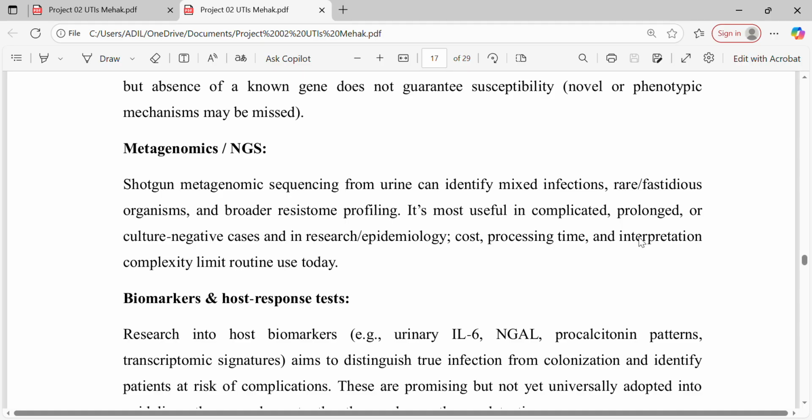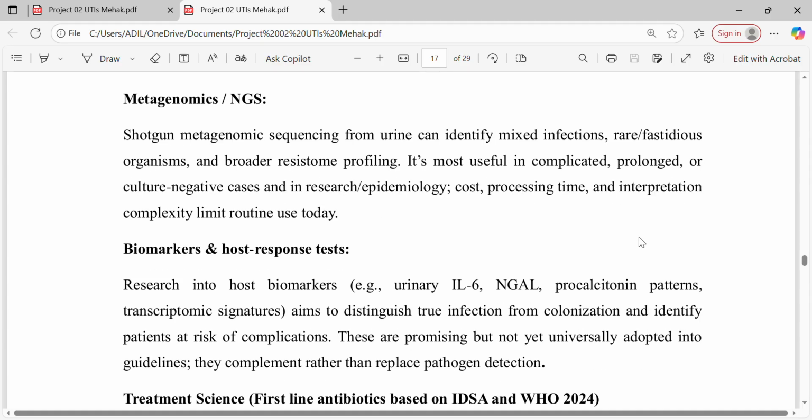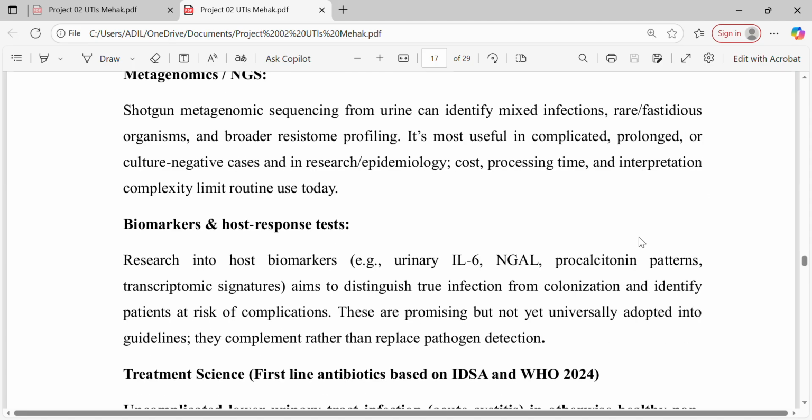Biomarkers and host response tests. Research into host biomarkers aims to distinguish true infection from colonization and to identify patients at risk of complications. These are promising but not yet universally adopted into the guidelines. They complement rather than replace pathogen detection.